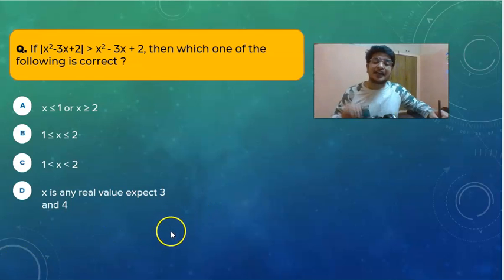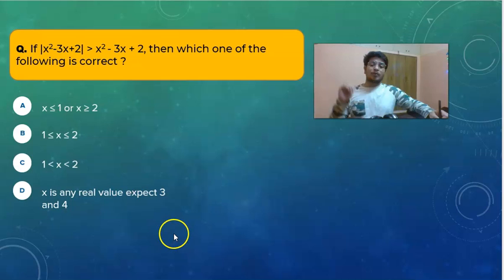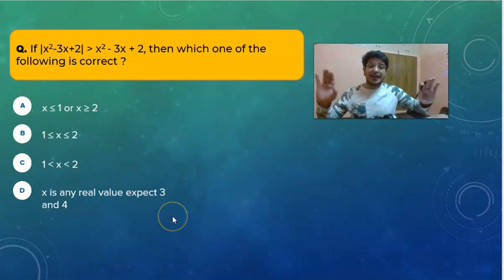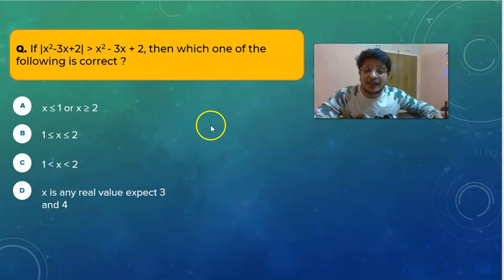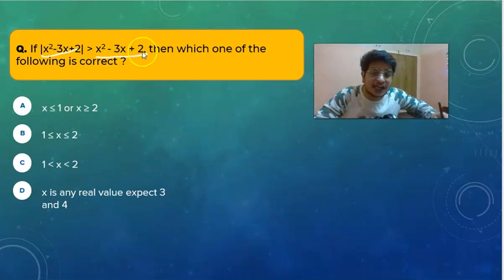It is given that mod of x square minus 3x plus 2 is greater than x square minus 3x plus 2. Mod means that it has some other properties. This one is given, which means that this one and this one are the same thing. We can't change anything.